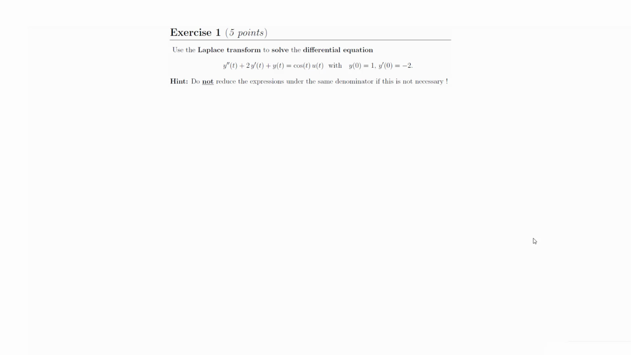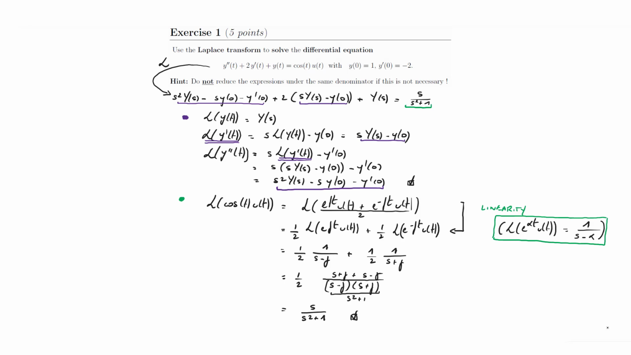As you can see, you have to use the Laplace transform to solve the following differential equation with two initial conditions, one on y and one on its derivative, right? So if you're preparing for an exam, try to do this by yourself and hit the pause button. Well, to solve this exercise, as suggested over here, we have to go to the Laplace domain.